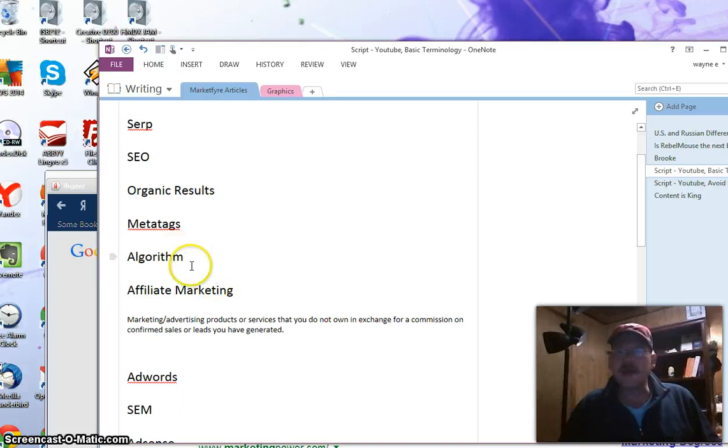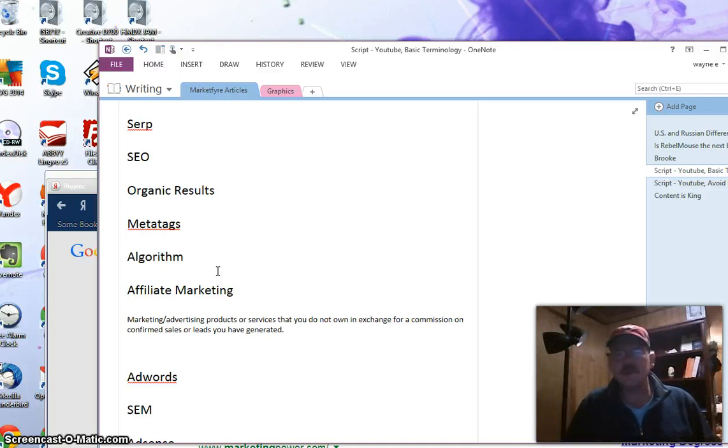The next term is algorithm. Algorithm is basically the equations and computer programming that determines how well things rank in the search engines. The one that's always talked about is the Google algorithm. And what it means is, what is Google using to analyze who goes where? It's got something to do with keyword density.